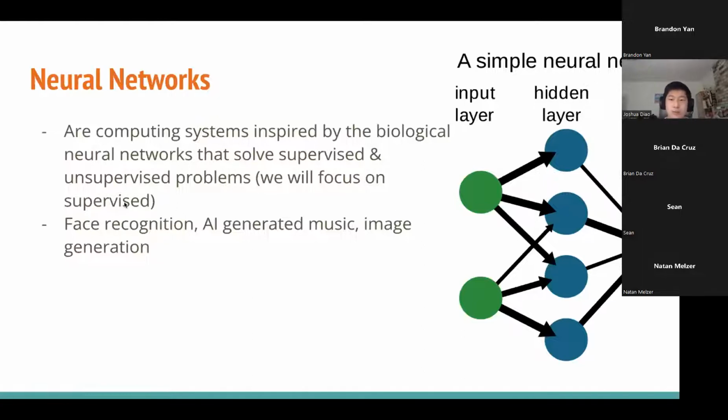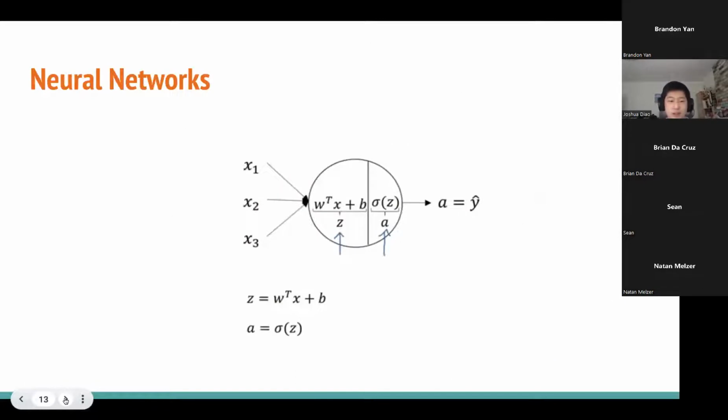Some benefits of using neural networks to solve problems include face recognition, AI-generated music, and image generation. For example, if you have an iPhone or any other phone that has face recognition, how does your phone know that it's actually you and not someone else? It uses neural networks to solve this. Linear regression and logistic regression are not powerful enough to solve these problems. All right, so let's look at a brief introduction to neural networks and what they actually do.